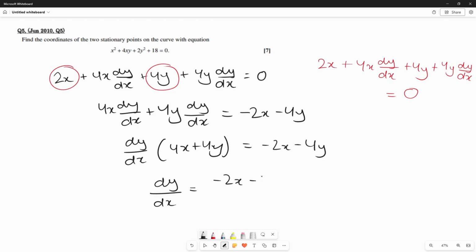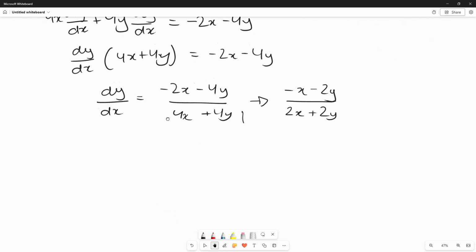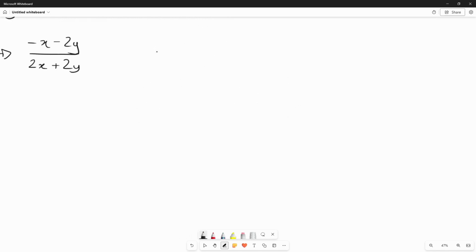Minus 2x minus 4y over 4x plus 4y. And of course we can simplify this into minus x minus 2y over 2x plus 2y. So now we have an equation for the gradient of the curve.